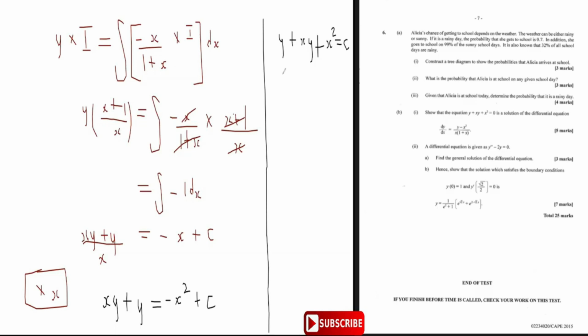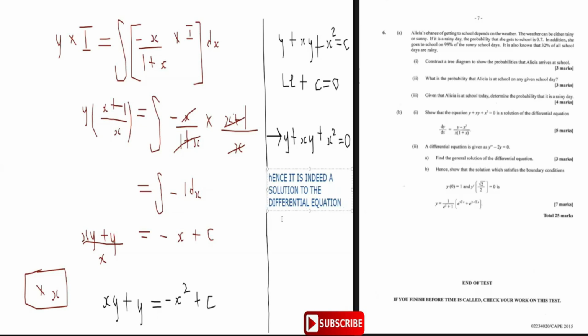Now let c equal 0. Just give c the value of 0. If c is 0, clearly we get the solution y plus xy plus x squared is equal to 0, which is a solution to the differential equation. So hence, it is indeed a solution to the differential equation. Nice and easy, no issues whatsoever.